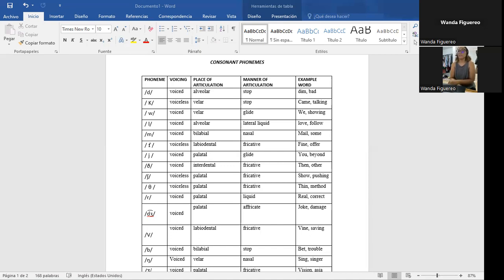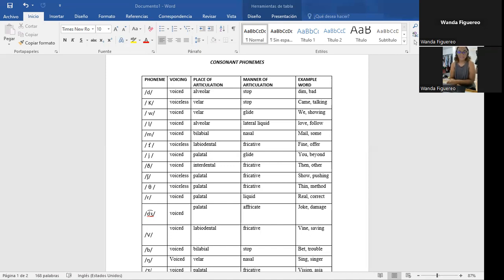We have some examples. The da sound is in the words them and bad. We have the ka sound, which is voiceless. It is a velar stop sound. Some examples are came and talking. We also have wa, which is a voiced velar glide sound. Some examples are we and showing.